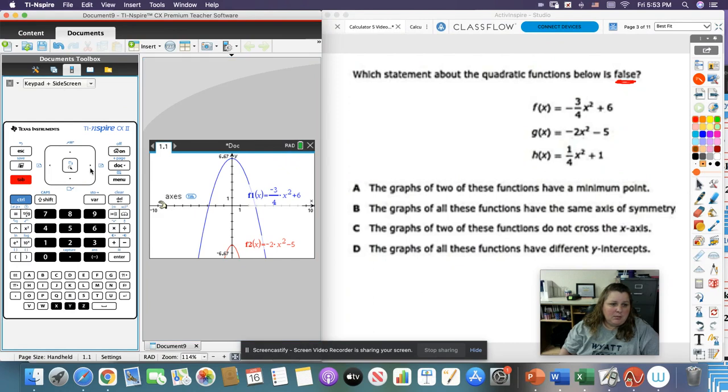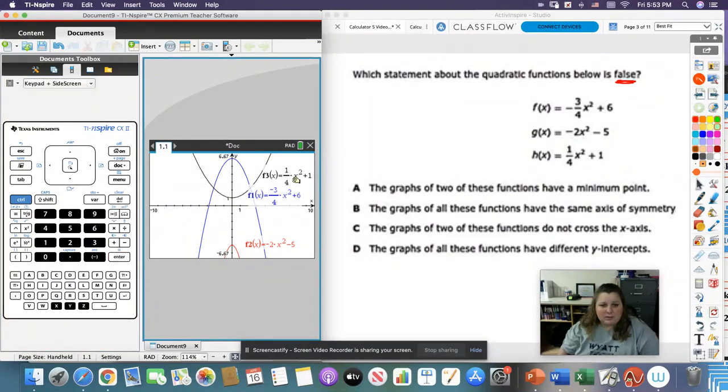And then tab. Sometimes you may have to hit escape. Tab. Control divide. 1 over 4. Oh, that is not 4. X squared plus 1. Enter. So here's my 3 graphs.